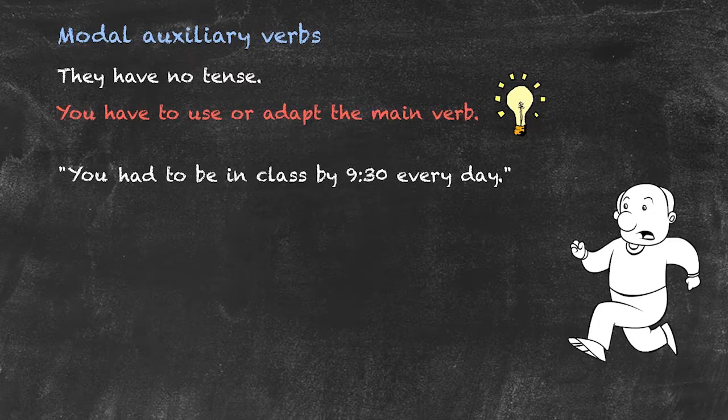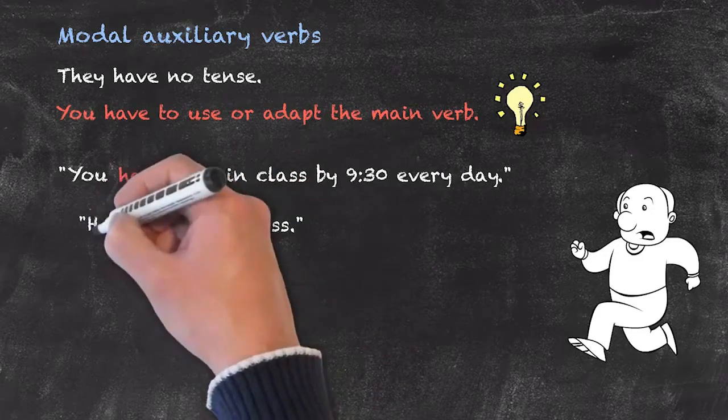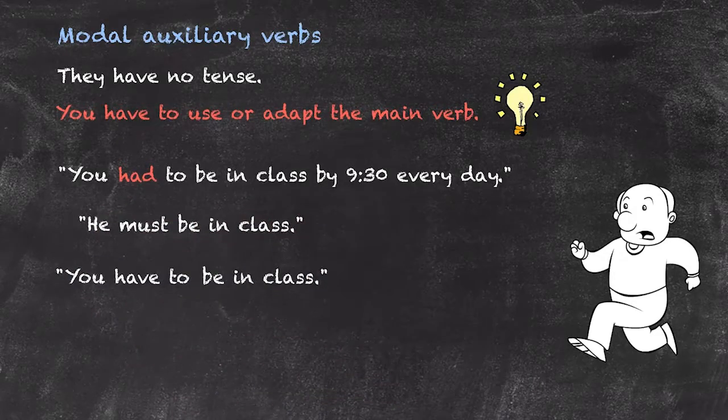Let's have a look at the difficulties with semi-modals using had to as another example. You must be in class. Change the you to he, and the must stays the same. You have to be in class. Change to he, and have to changes to has to.